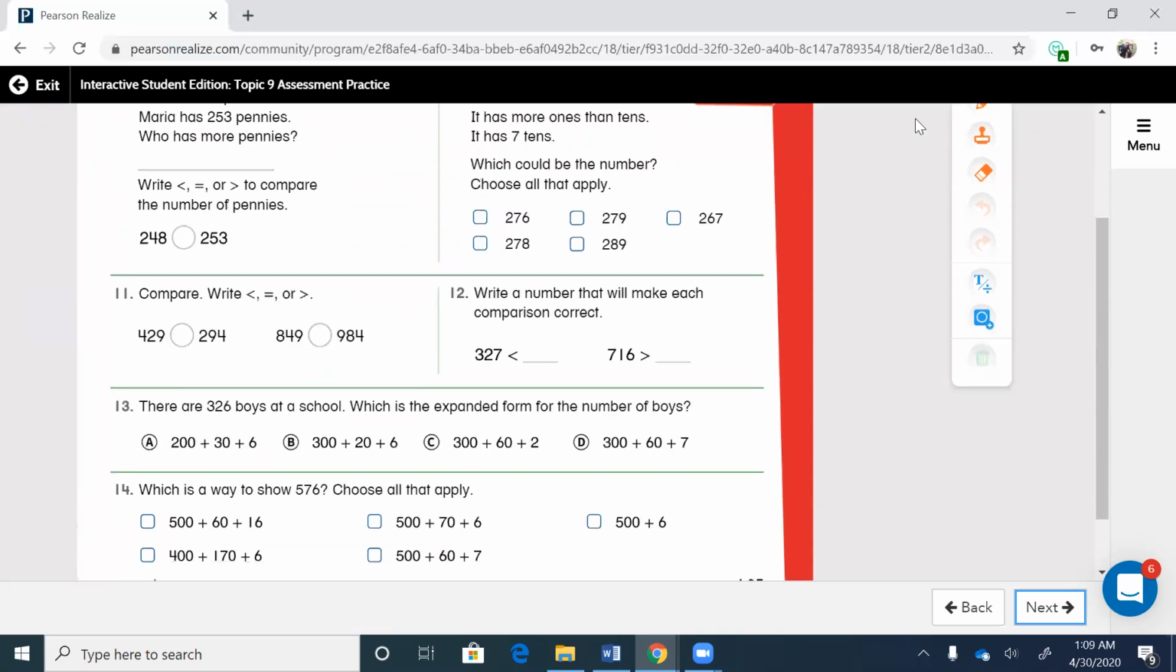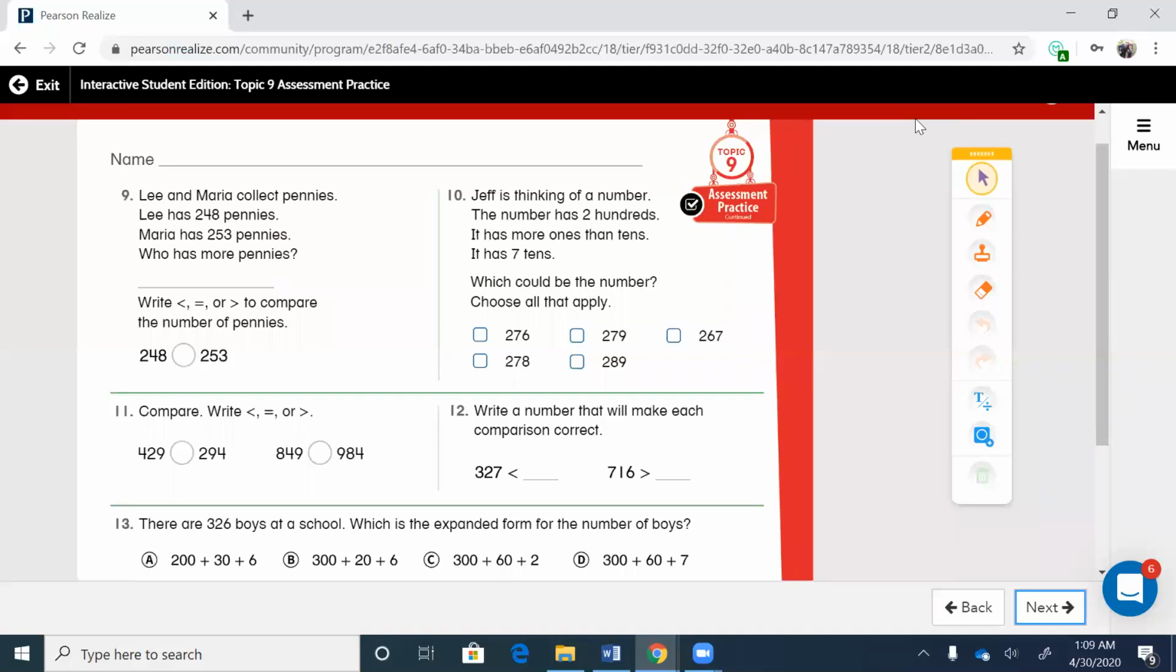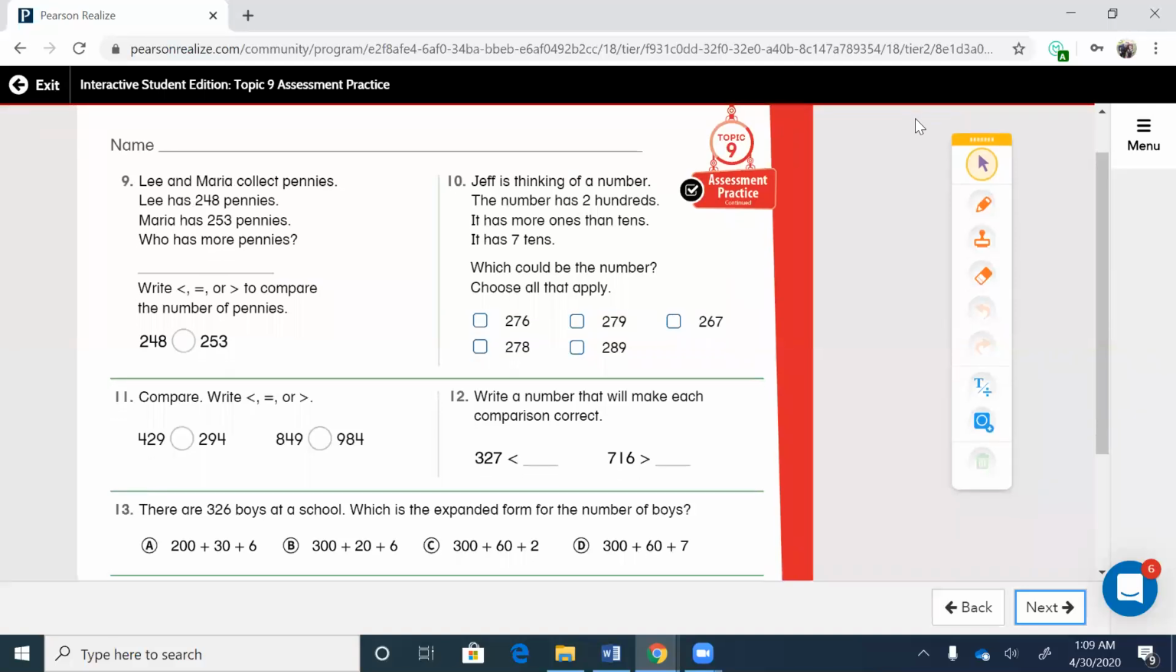We are going to do up to here. All right, number 9. Lee and Maria collect pennies. Lee has 248 pennies. Maria has 253 pennies. Who has more pennies? If you look at the bottom where you see the circle, the numbers are right there. So let's go ahead and see which number is bigger and make the alligator eat the bigger number.